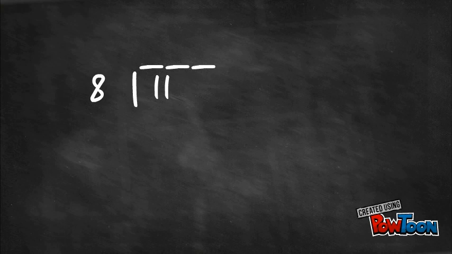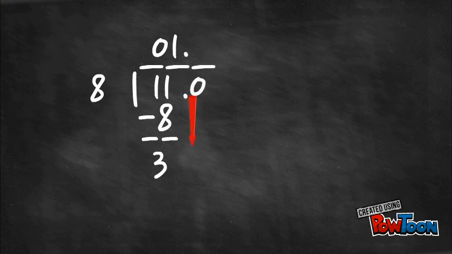How many times can 8 go into 1? 0, right? Now how many times can 8 go into 11? 1. So now we have 11 minus 8 equals 3. And this is when our decimal kicks in. So now we add a decimal after the 1 in the quotient, and we add a 0 after the 3.